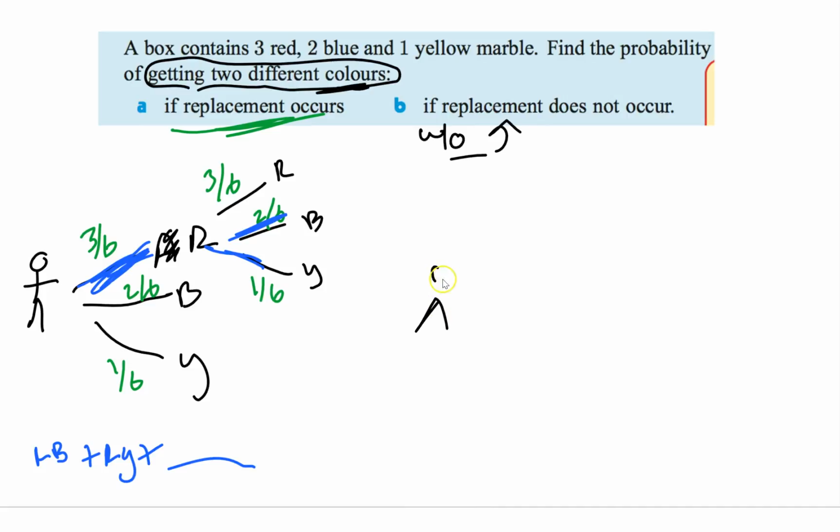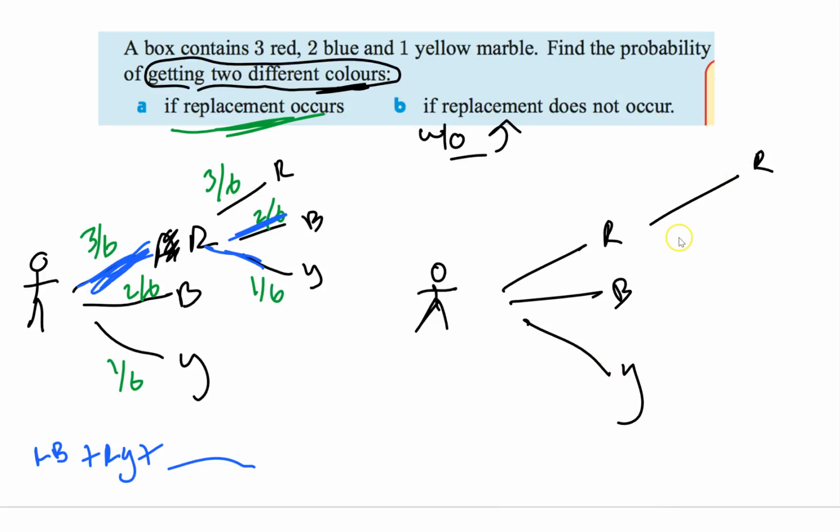So that one, just to get the idea, here's us. Red, blue, yellow. It's like before. I'm going to spare you some time. I'm not going to do all of them, but just to get the idea across. Right over here, red would be again 3 out of 6, 2 out of 6, and 1 out of 6.